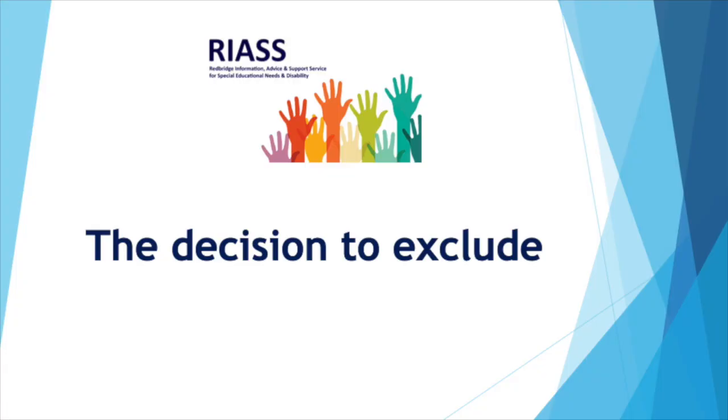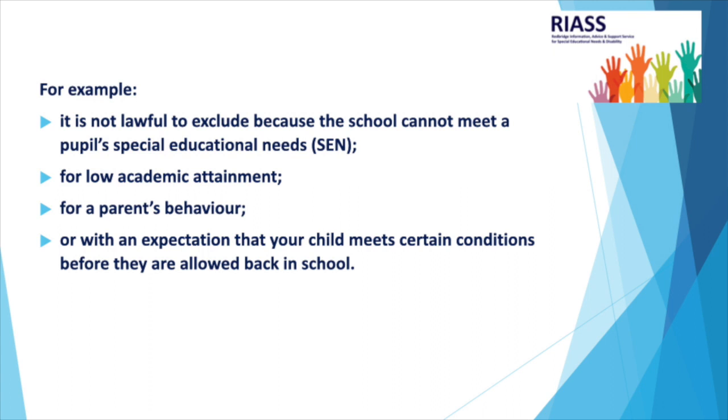The decision to exclude. Exclusion must be lawful, reasonable and fair. Only the head teacher or acting head can make the decision to exclude your child, and the exclusion must be for disciplinary reasons only. For example, it is not lawful to exclude a pupil because the school cannot meet their special educational needs, or for low attainment, or for a parent's behaviour.